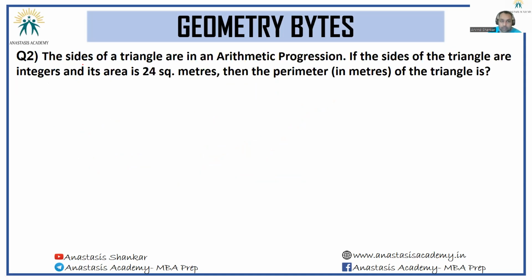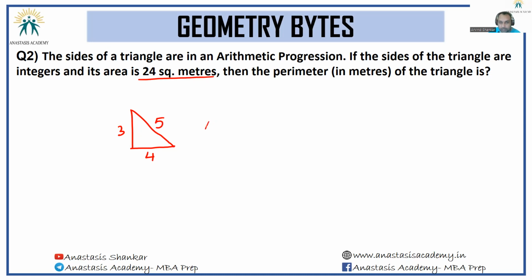Next, the sides of a triangle are in arithmetic progression. If the sides of the triangle are integers and its area is 24 square meters, then the perimeter in meters of the triangle is. Now you can solve it using arithmetic progression idea, or there is an insight. The only right angle triangle whose sides are in arithmetic progression, the base Pythagorean triplet where sides are in arithmetic progression is 3, 4, 5.